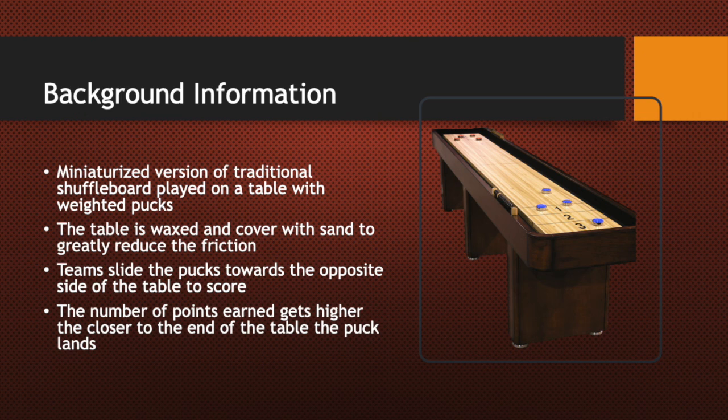For those unfamiliar with table shuffleboard, it is a miniaturized version of the original game. It's played with weighted pucks on a table that is usually waxed and covered with something with small particles like sand, which greatly reduces the friction, so that the pucks can be thrown a lot further with a lot less force. And you can see a picture of it there on the right.